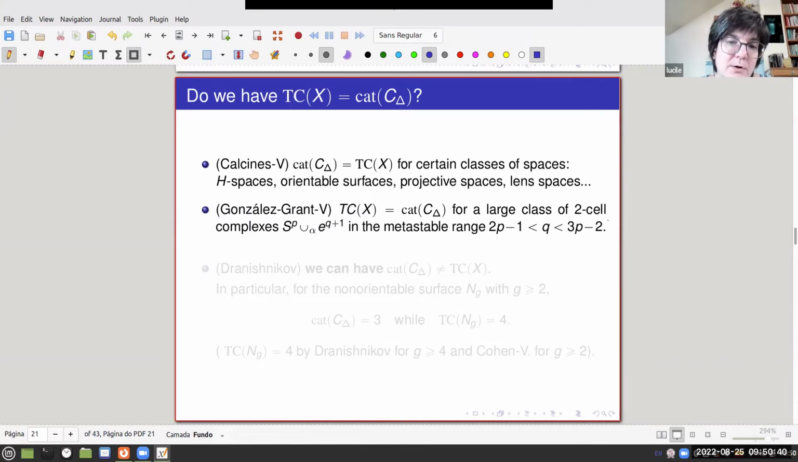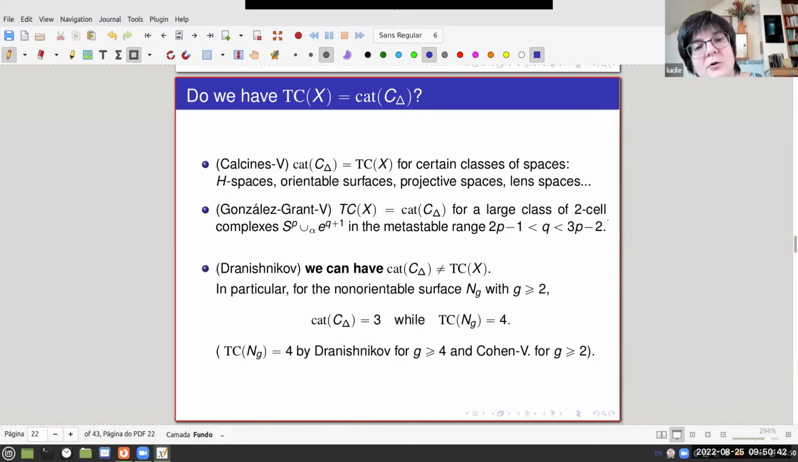But Alexander Dranishnikov proves that this is not true in general, and that we can have that the category of C_Δ is different from TC of X. Actually, for the non-orientable surfaces, we have that the category of C_Δ is equal to 3, while the topological complexity is equal to 4.